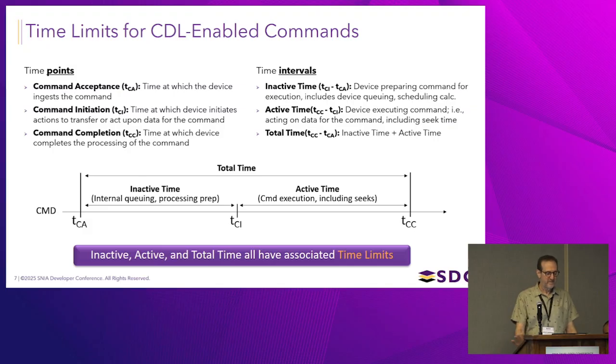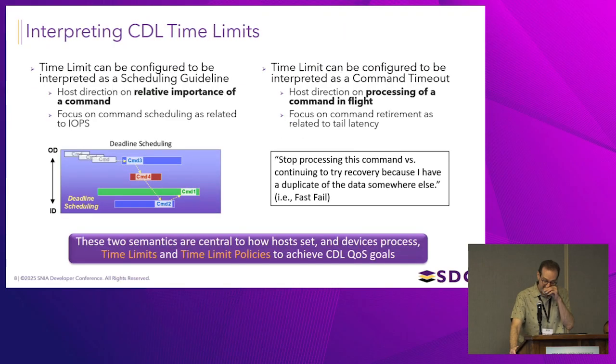Okay, so this is the basic time model, and for each type of time, inactive, active, and total, we have a time limit associated with each of those. There's one other important nuance about the model, which came up in our previous discussions: time limits can be interpreted in different ways. When the host provisions the drive with the descriptors, it can configure the time limits to be interpreted in one of 2 ways.